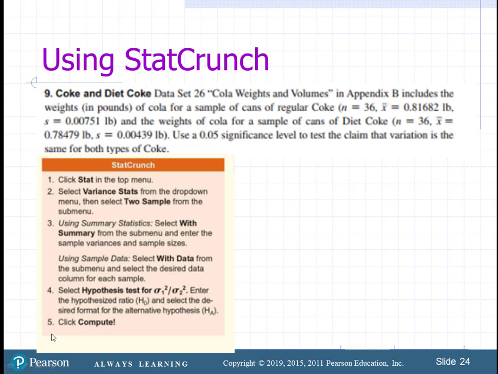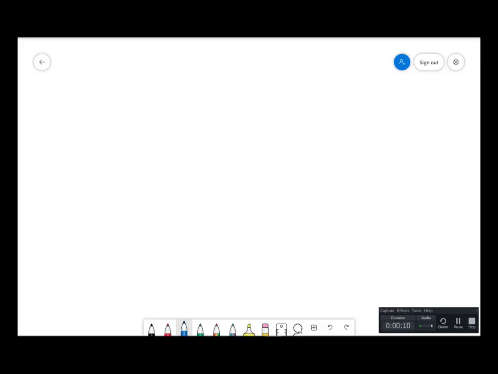So let's go on and pull up a whiteboard and StatCrunch and work through the problem. Okay, let's do the Diet Coke problem, and let's start with the format of our 6-step test. And so our first step is going to be our hypotheses.